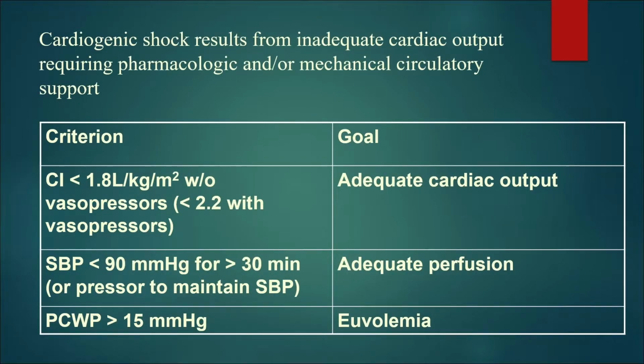So our criteria for cardiogenic shock: low cardiac output, right? Because it results from inadequate cardiac output requiring pharmacologic or mechanical circulatory support. So the goal is adequate cardiac output, and this may be one size fits all. I don't know, but maybe. Systolic blood pressure less than 90. We don't even go by mean, we go by systolic, so we need to provide adequate perfusion, and what kind of blood pressure we need for this, we have to figure out. Wedge greater than 15, so we need to achieve euvolemia, and again, this euvolemic goal may be different for right ventricular versus left ventricular originating cardiogenic shock.